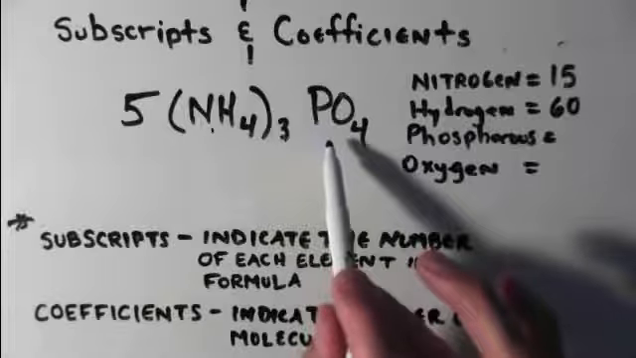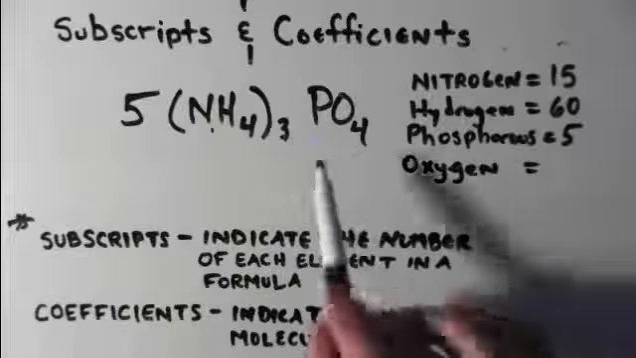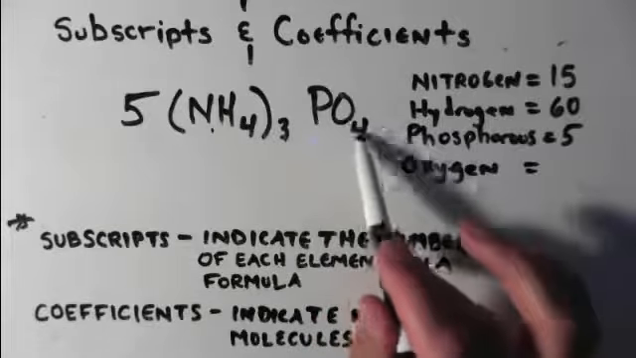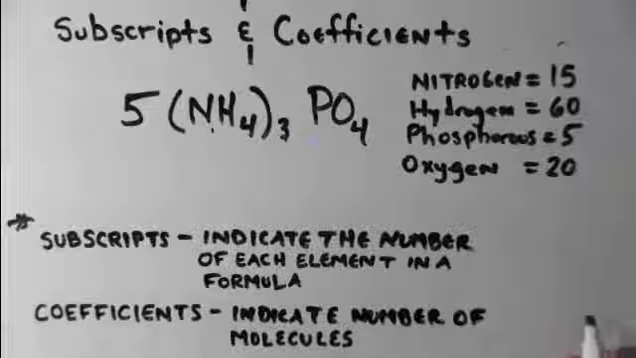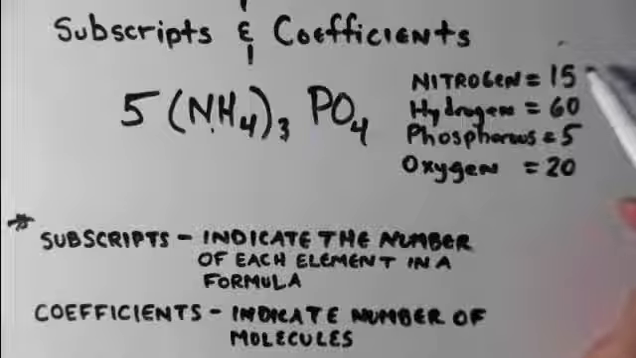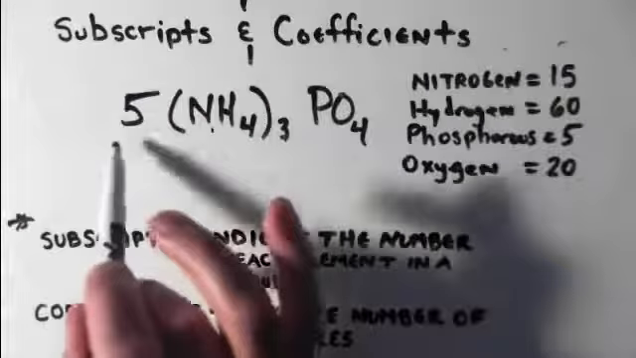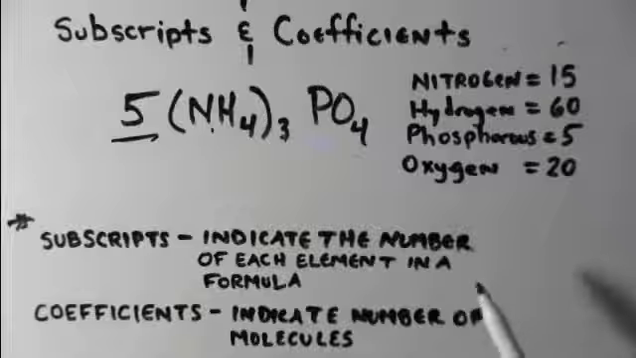Phosphorus has a subscript of 1. 1 times 5 is a total of 5 phosphorus atoms present. Now, 4 for oxygen, a subscript of 4. 4 times 5 is 20. So we have 15 nitrogen, 60 hydrogen, 5 phosphorus, and 20 oxygen atoms present when we have a coefficient of 5 in front of the formula unit, ammonium phosphate.